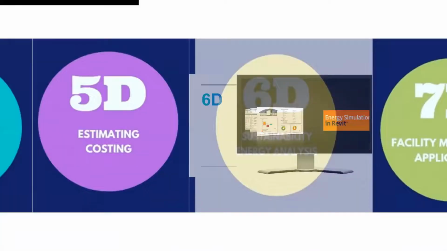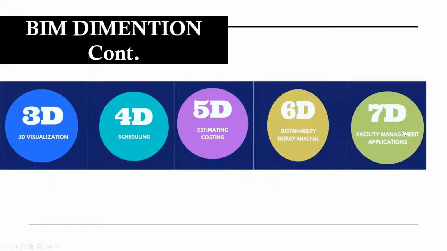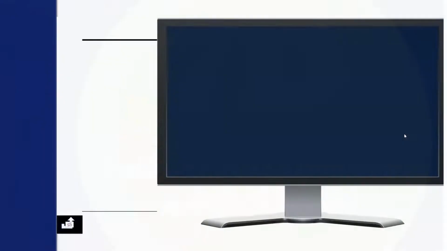Okay, then I will explain to you about this 7D BIM. 7D BIM means 3D, 4D, 5D, 6D BIM plus facility management. So this is a combination of 3D, 4D, 5D, and 6D, plus facilities management. I will explain a little bit about this 7D BIM.